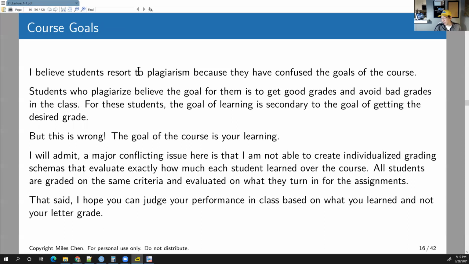And again, when it comes to things like plagiarism, I don't think it's because students are evil, but I think it's because students have mixed up the priorities or the end goals of the course. The end goal of the course shouldn't be your grade, but it should be what you've learned and what you get out of it. And so I hope, at the end of the course, you can judge your performance in the class based on what you learned and not just your letter grade. Okay, and I know I was a student that liked getting good grades, and so I understand the desire to get a good grade and all of that. But again, the ultimate goal here is your learning and picking up the skill of being able to program in Python.